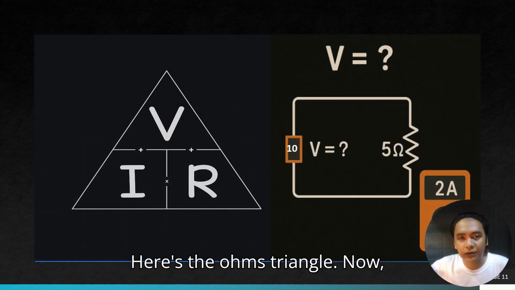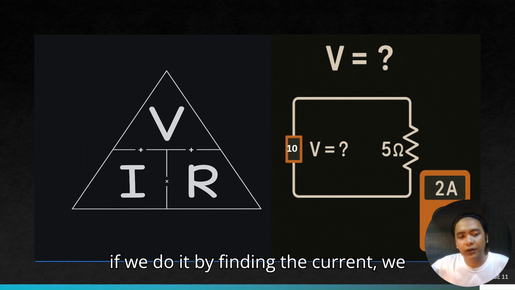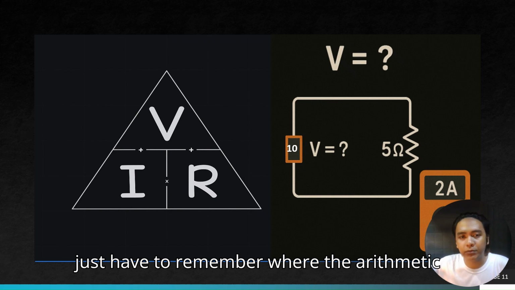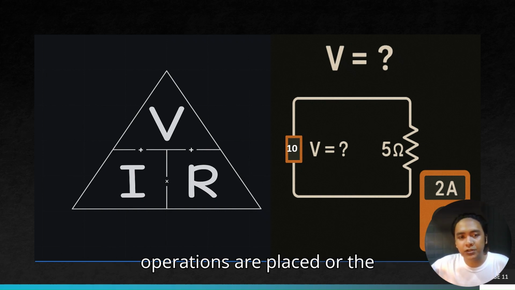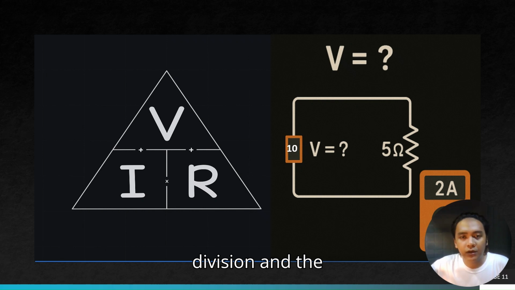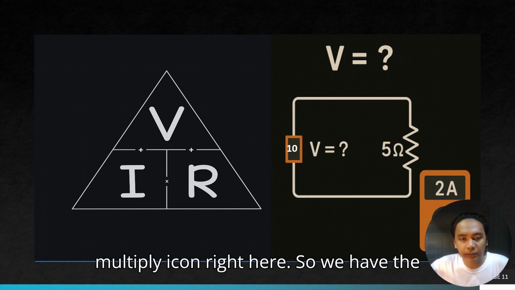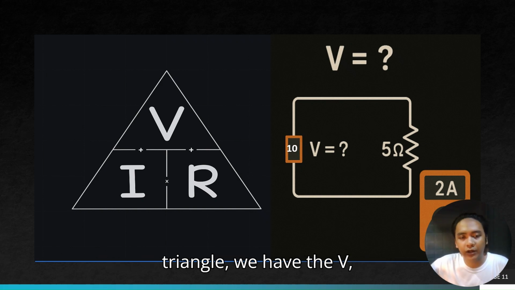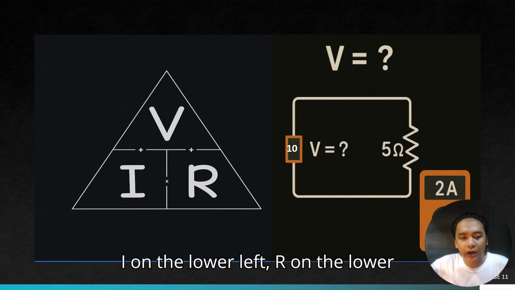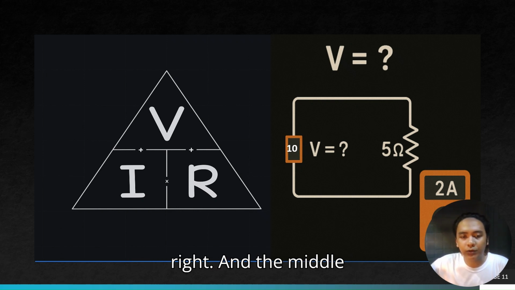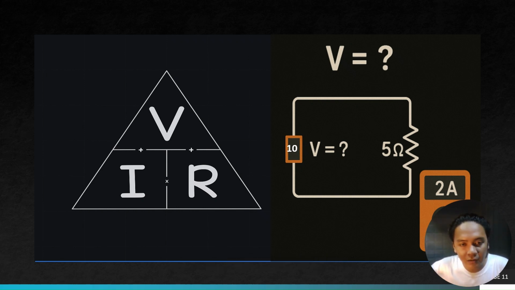Here's the Ohm's triangle. Now, if we do it by finding the current, we just have to remember where the arithmetic operations are placed, or the division and the multiply icon right here. So we have the triangle, we have the V on top, I on the lower left, R on the lower right, and at the middle part, each letter has this V divided by I, or V divided by R, or I times R, right?